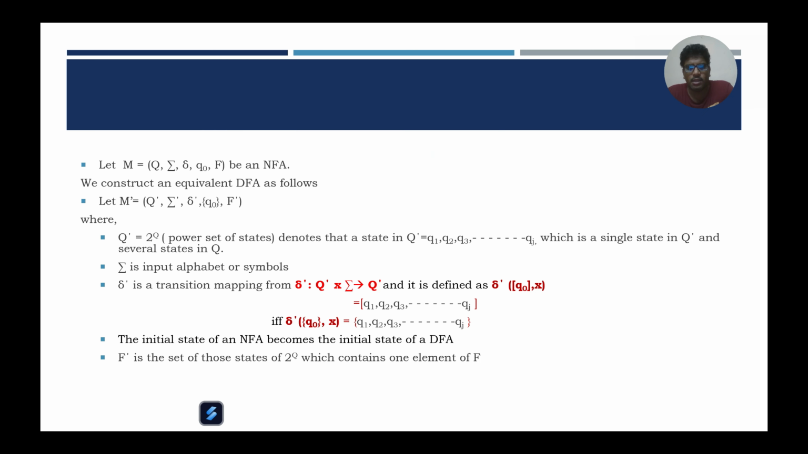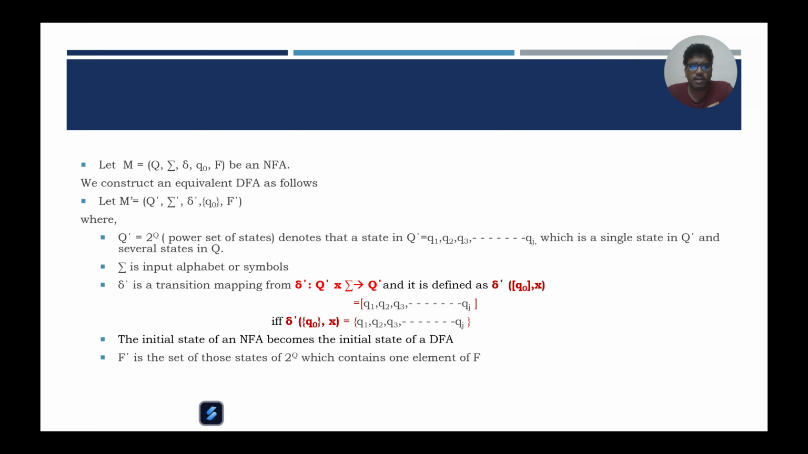Let M = (Q, Σ, δ, q0, F) be an NFA. That is, we define the NFA machine. Now we have to construct the equivalent DFA. For that purpose, I consider M dash.